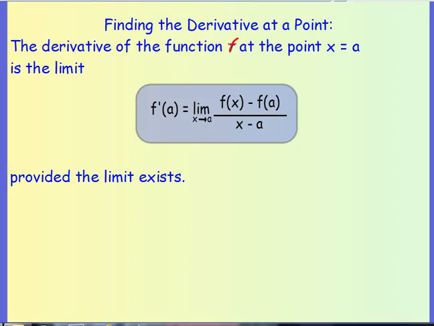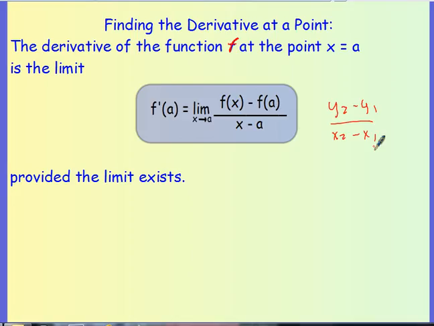So here's my formula. It's the derivative at a certain point. The derivative at any point is the limit as x approaches that point of f of x minus f of a over x minus a. Okay? This is exactly like this. Isn't this exactly like this? So why does that make sense that it would be?